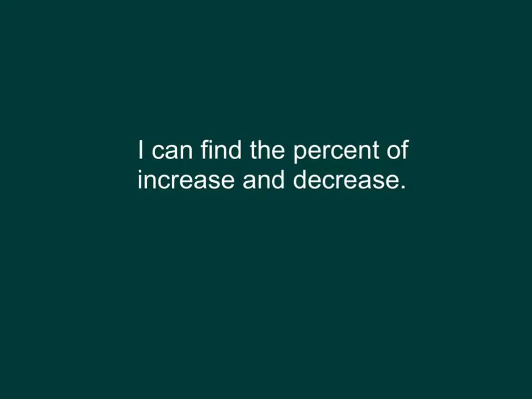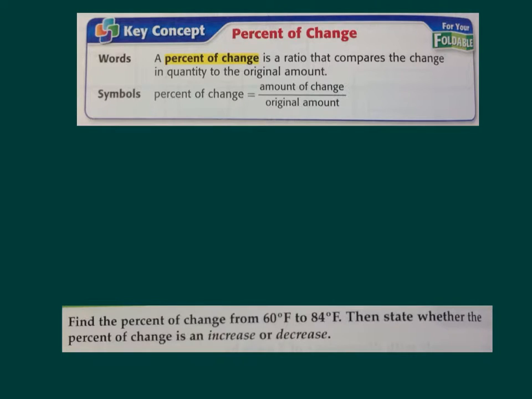Today's learning target is I can find the percent of increase and decrease. If we're looking to find the percent of change in a quantity, the way we do that is we're going to take the amount of the change and we're going to divide it by the original amount, and that will give us the percent of change. And the percent of change is always going to be either an increase or a decrease, because the quantity amount either changed and it became larger or it became less.